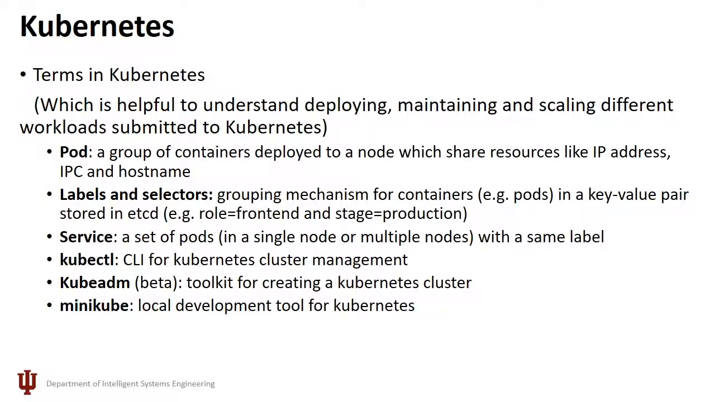Terms that are used in Kubernetes are important to remember, and these are helpful when you are looking at Kubernetes and its terminology. A pod is actually a group of containers deployed to a node which share resources like an IP address or, for example, the host name. Labels and selectors allow grouping mechanisms for containers, for example, pods, in a key value pair store, and the store that's used is etcd. A service is a set of pods in a single node or multiple nodes with the same label.